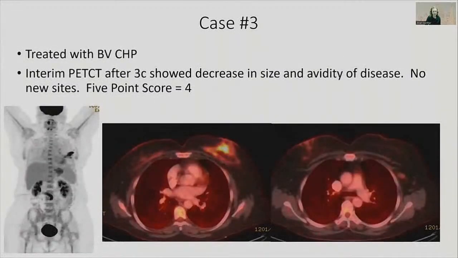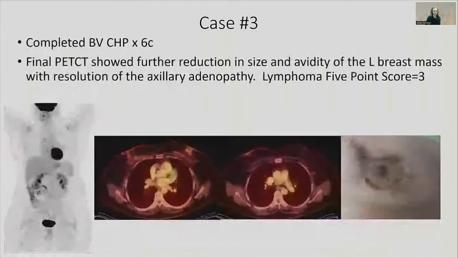This patient was treated with BV, or brentuximab vedotin, CHP. Interim PET-CT after 3 cycles showed a decrease in size and avidity of the disease. There were no new sites. The 5-point score was a 4, meaning that there is still questionable residual disease at this time.